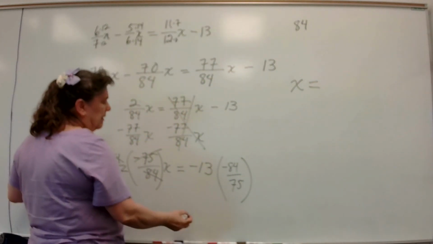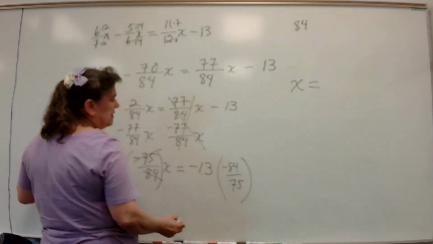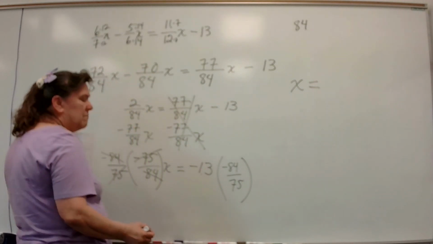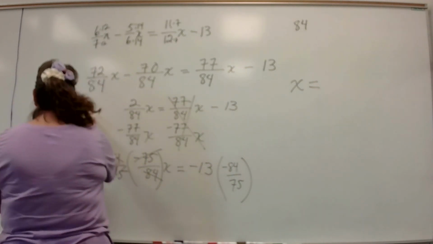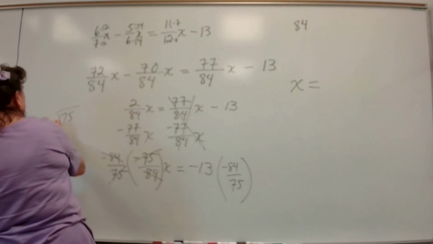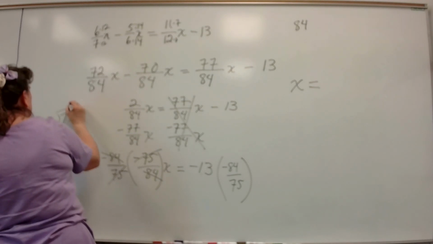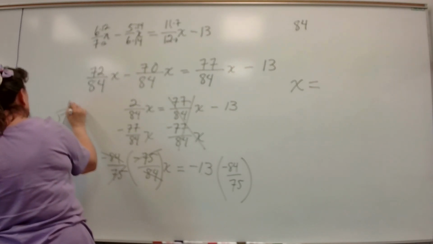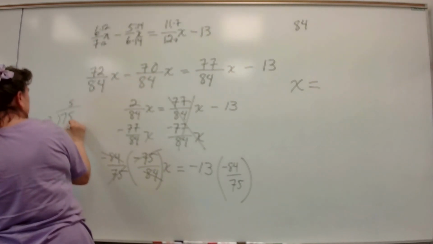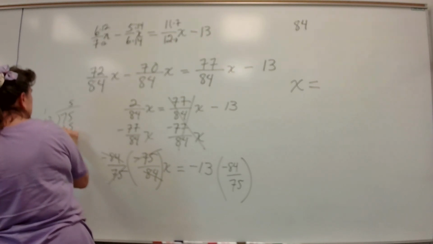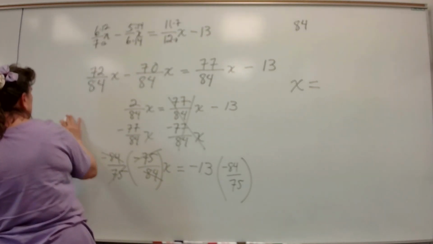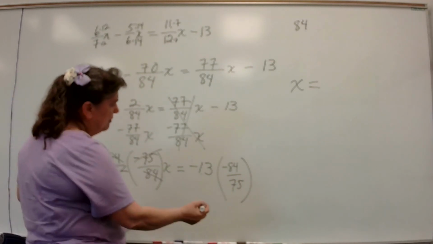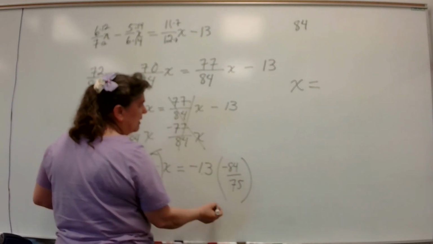Well, let's see. I think 13 goes into 75. How about 6 times? No, can't be. How about 5? 5 times 13 is 65. Nope, it's not going to go in evenly. No such luck. So we're going to have to multiply 13 times 84.